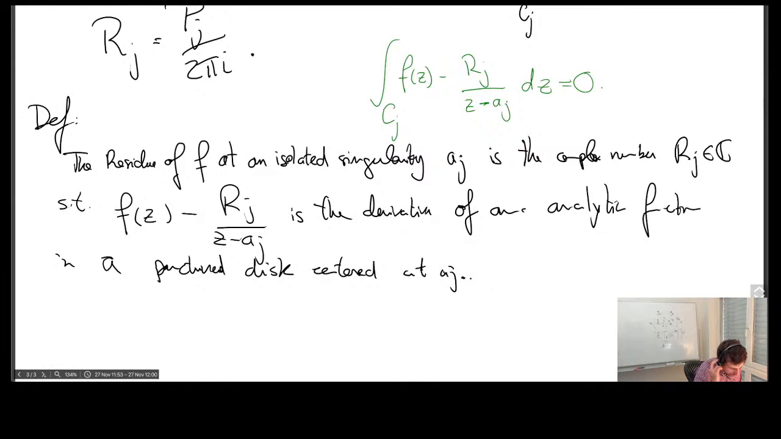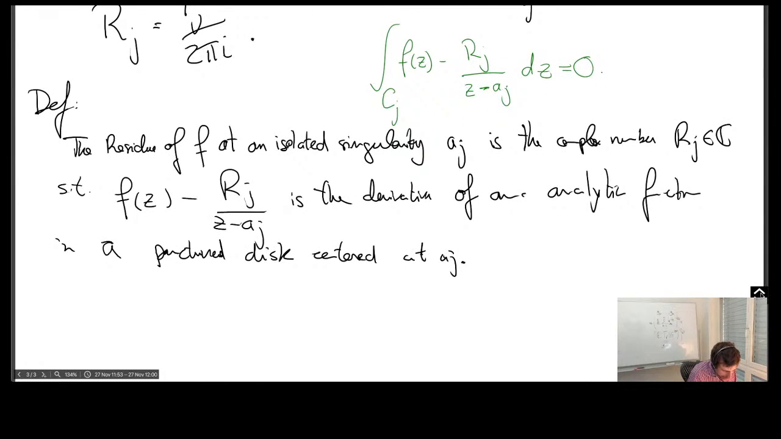Okay, so because we're out of time, I'm not going to tell you how to compute these things, but let me just take an extra minute. I define the number rj such that the integral around the point aj is 0. So any closed curve in that small neighborhood, in that ball, will give 0, and so we know that this function must be the derivative of an analytic function. So now I define rj exactly this way.